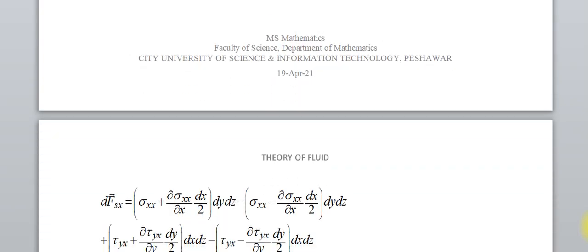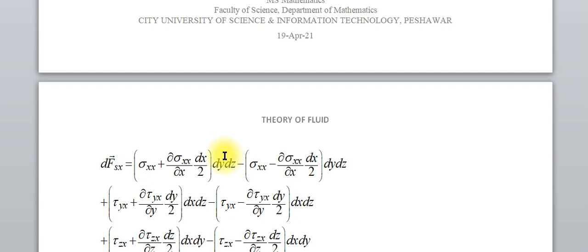This is the cross-sectional area. When something is going in the x direction, it will be penetrating, and the cross-sectional area will be dy by dz. If it is in the y direction, the penetrating or cross-sectional area will be dx and dz. If it is in the z direction, the cross-sectional area will be dx and dy. Remember this.